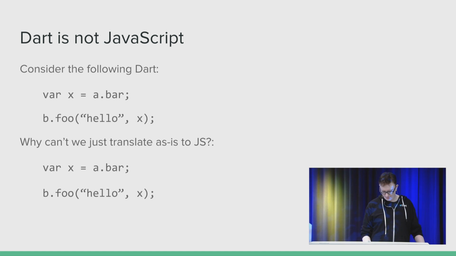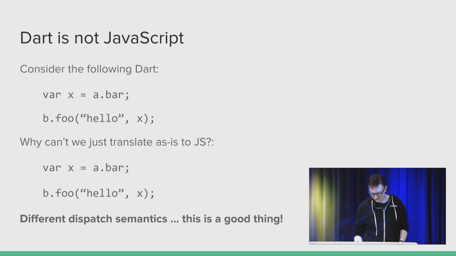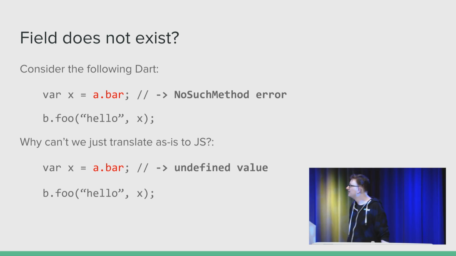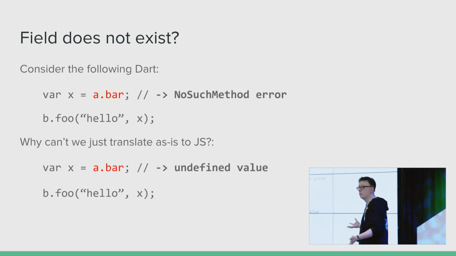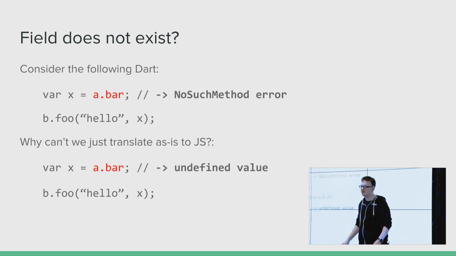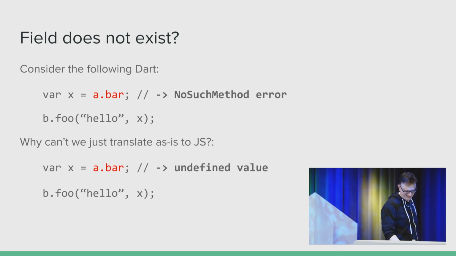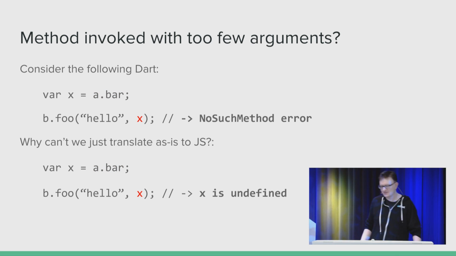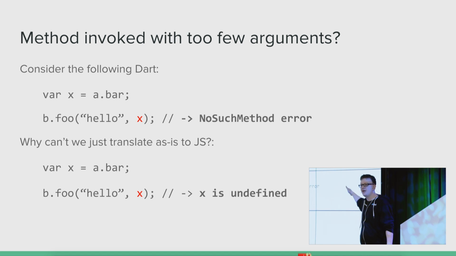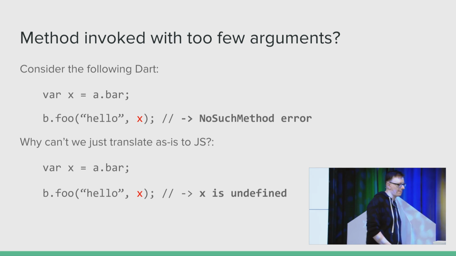Why is that different? Well, the semantics are different. And I hope you agree with me that this is a good thing. Just to go into detail a little bit here, if A doesn't happen to have a bar field, in Dart, you're just going to get an error, right? In JavaScript, well, we'll just return undefined and keep trucking along, and who knows what's going to happen, right? Same thing with methods. If we pass in too few or too many arguments, in Dart, you get an error. In JavaScript, they just figure out some way to keep trucking along.